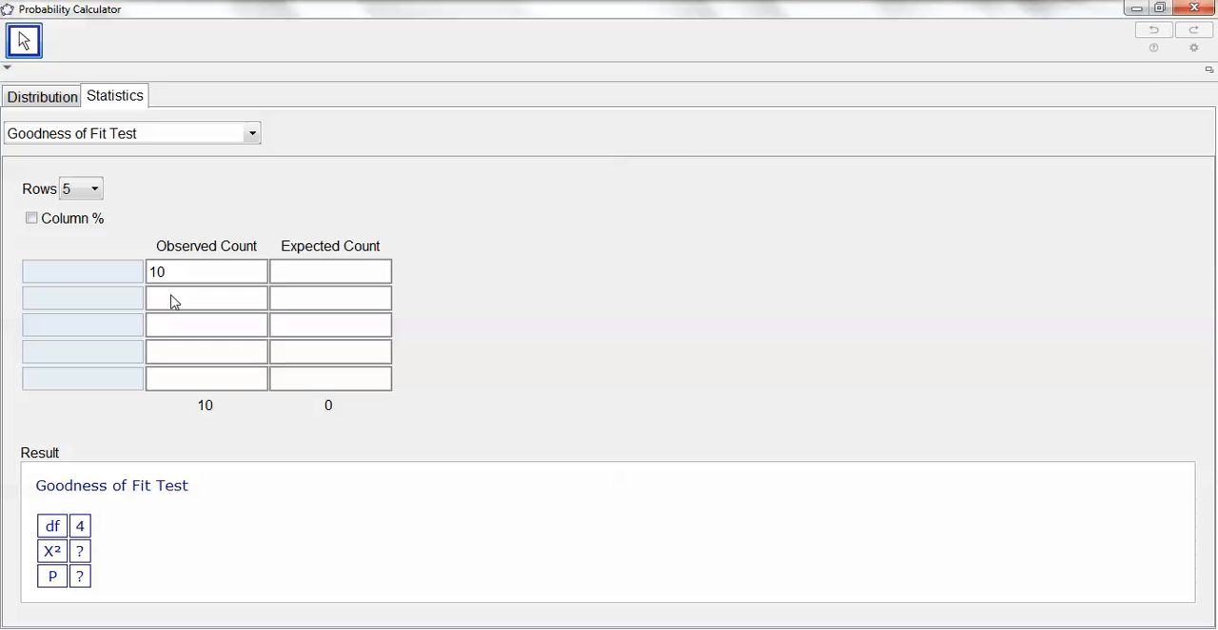That's 10, that's 18, that's 28, that's 18, and that's 12. And then the expected, 13.7. You could actually use GeoGebra as well to go and find these expected values, because these are all just the outputs of a normal distribution.